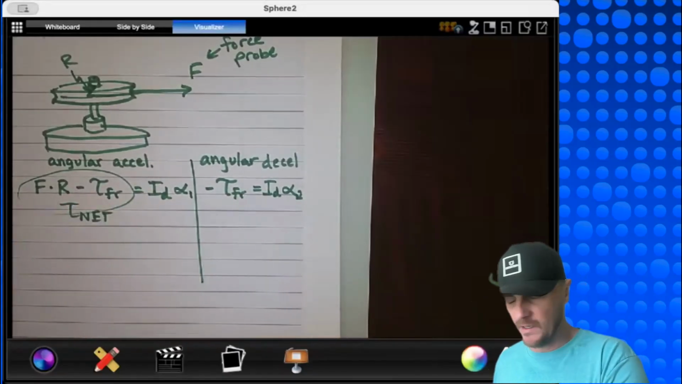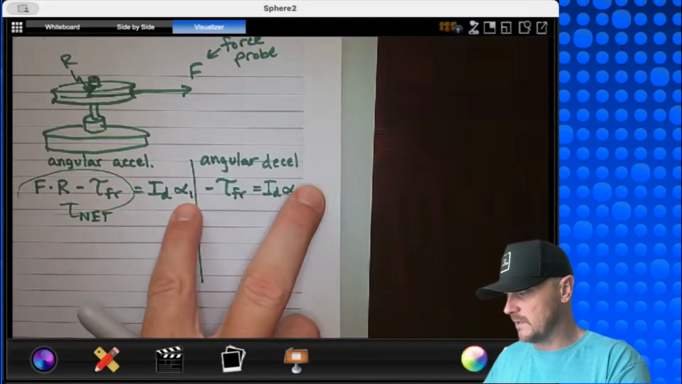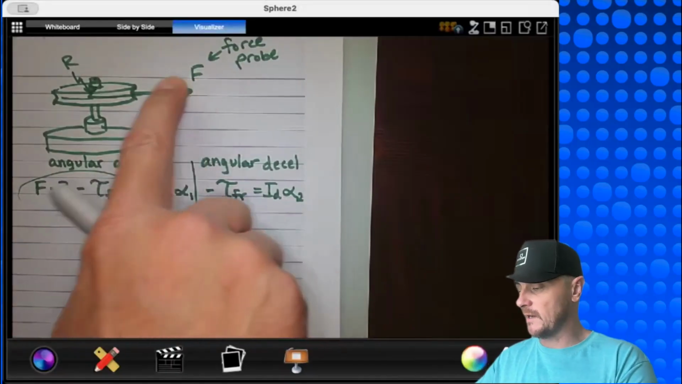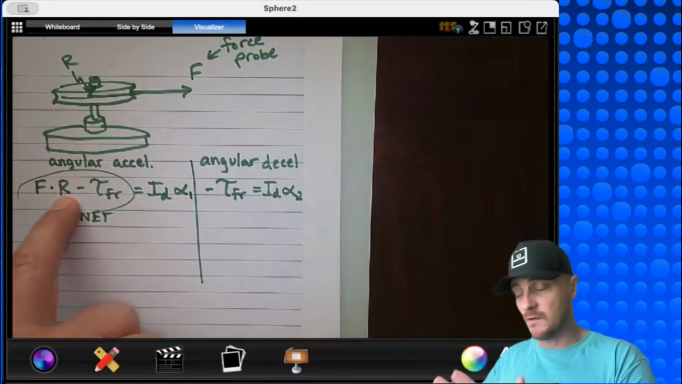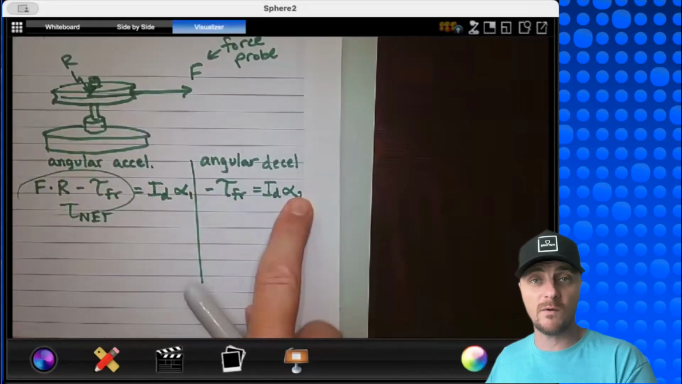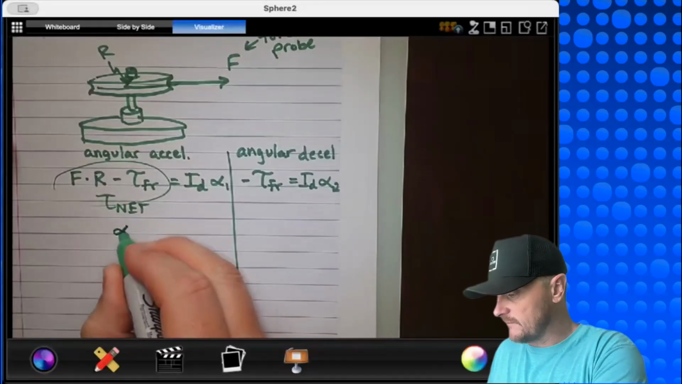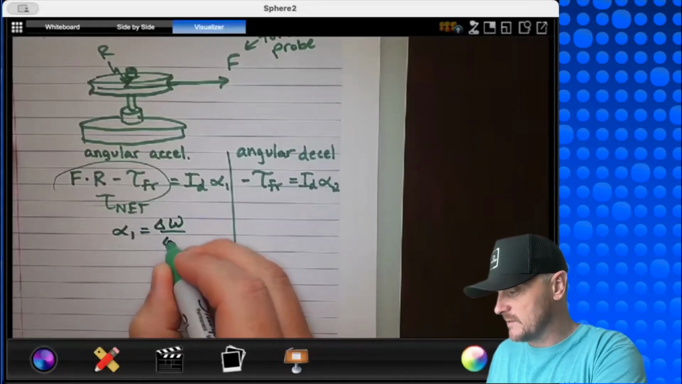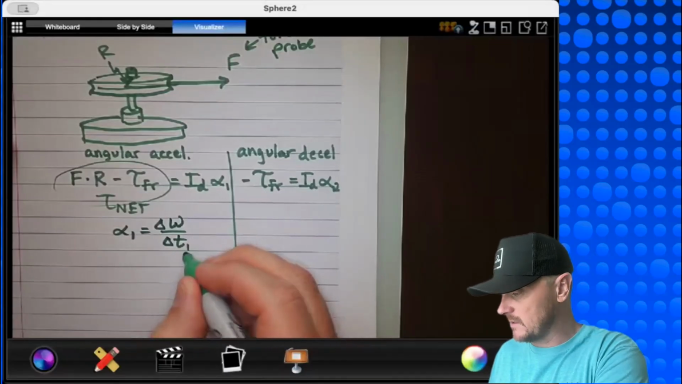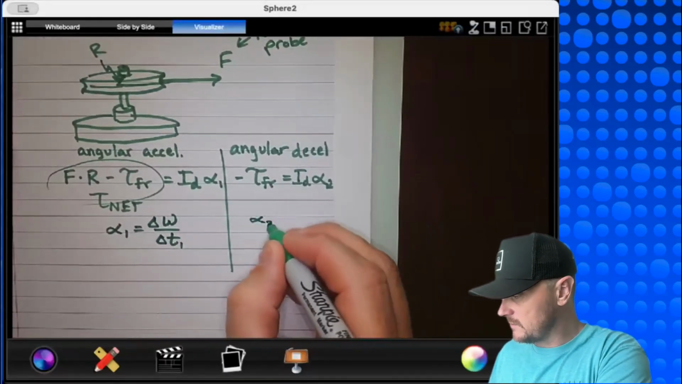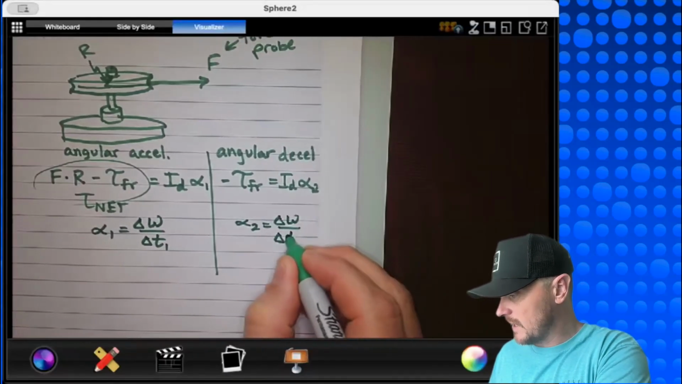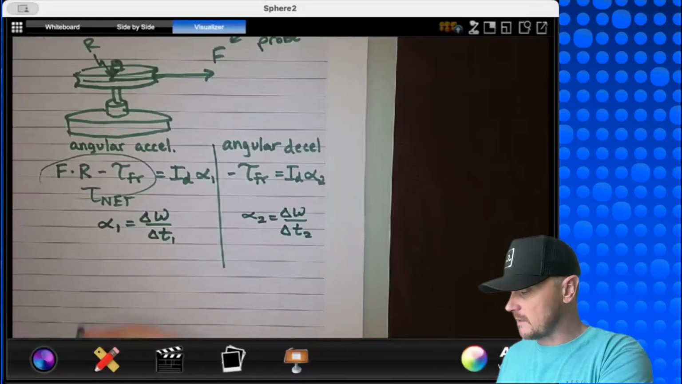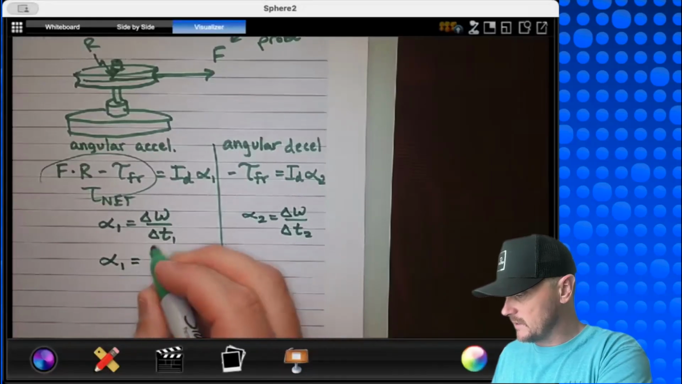But before we can do any of that, we need to address the alpha 1 and the alpha 2, because I have this force from the measurement of the force probe, and I have this radius from the meter stick, but how do I find alpha 1 and how do I find alpha 2? What is alpha? Alpha is defined as the change in angular velocity with respect to time, right? And I'm going to say delta t1 because these two angular accelerations happen for different time periods, delta t1 and delta t2. So simultaneously, I'm going to take this and expand it.